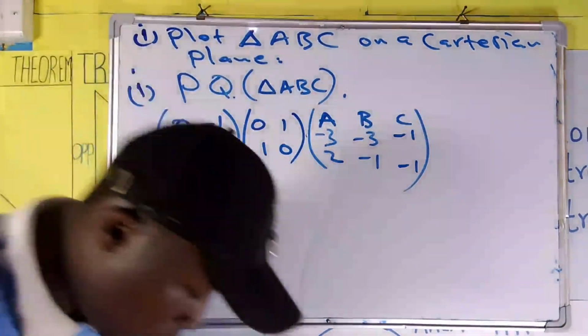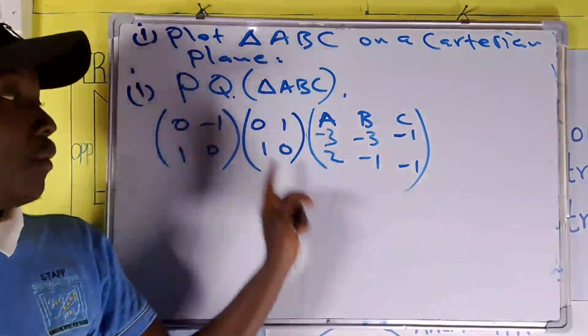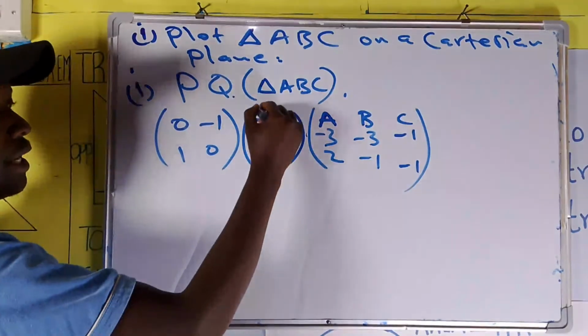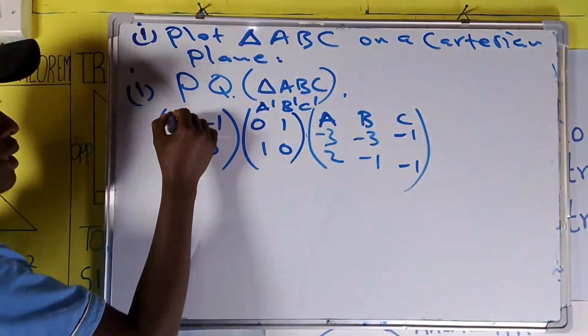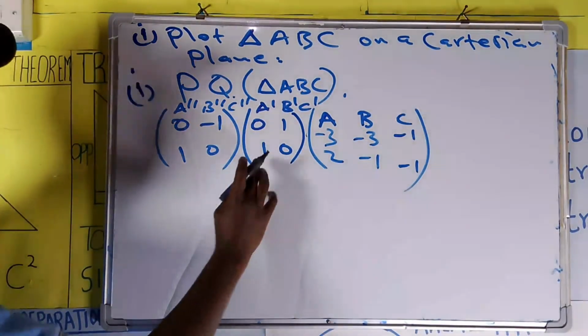So what we are going to do in this case, we will get two images. We will first get the first image. Hii ya kwanza itatupatia A prime, B prime, C prime. Nayo hii ya pili itatupatia A double prime, B double prime, C double prime. Kwa hivyo tutaanza na ya kwanza.